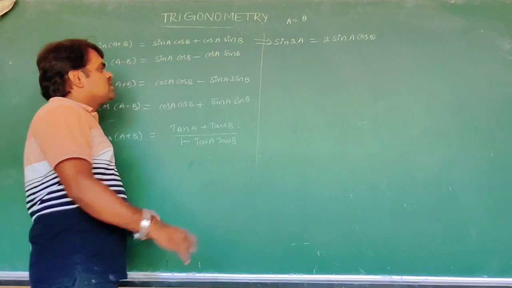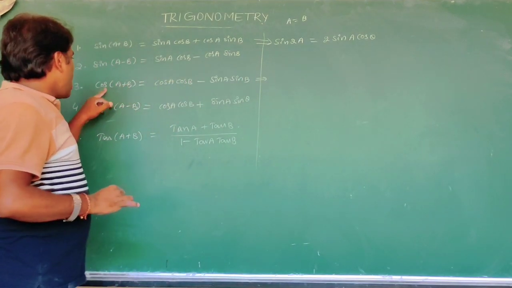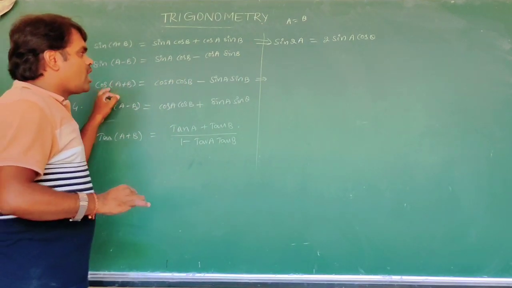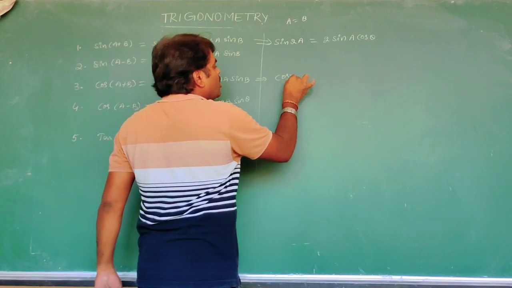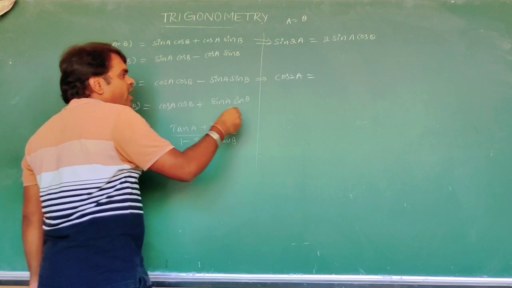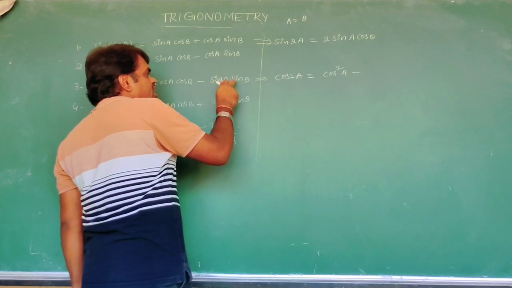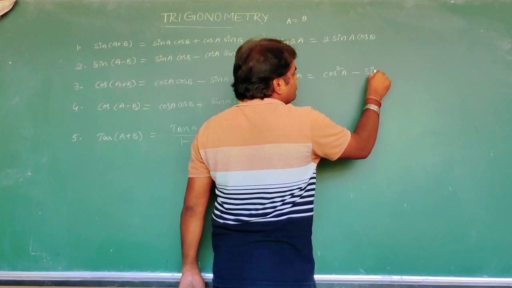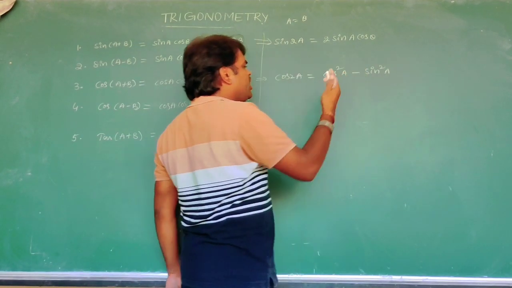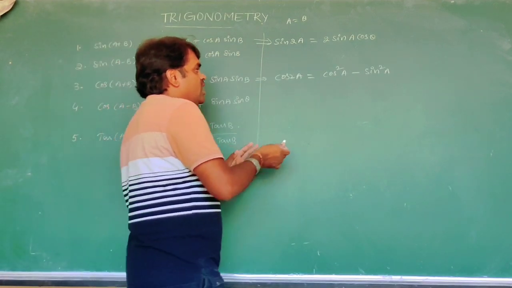Now we see this, it's very important. cos(A + A), that is cos 2A. Cos 2A is equal to cos square A minus sin square A. Very important, this formula. This formula can be modified in another way.